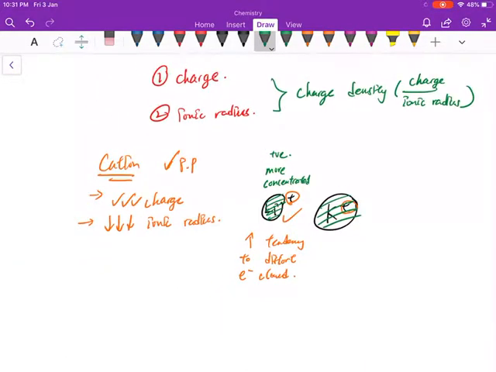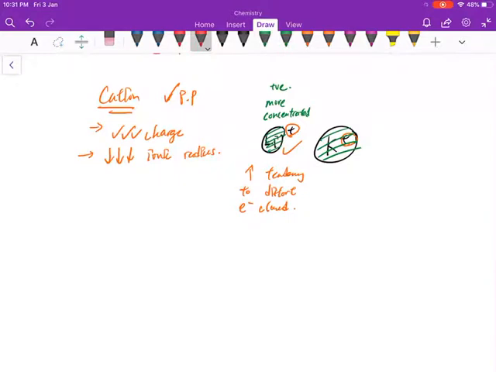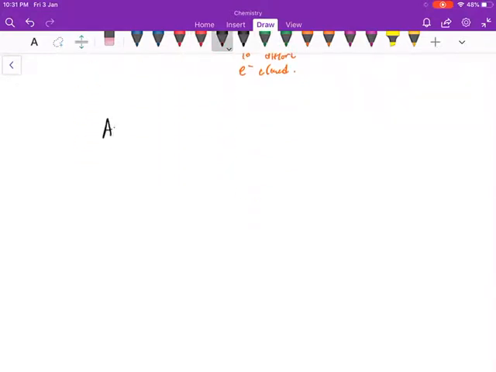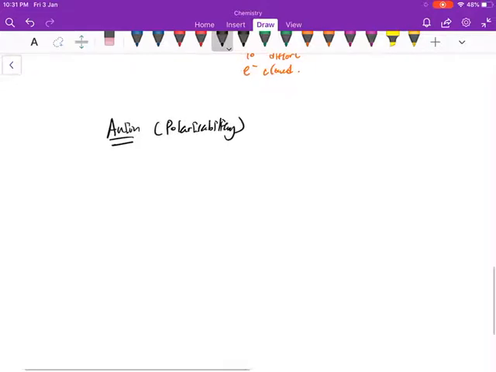Well, I'm sure that you learned about the theory of charge density somewhere in A-level chemistry, but I'm just here trying to reinforce it because it's quite useful. Anyway, back to the anion, where we're going to discuss polarizability, the ability to be distorted.